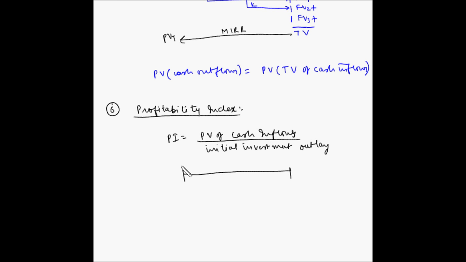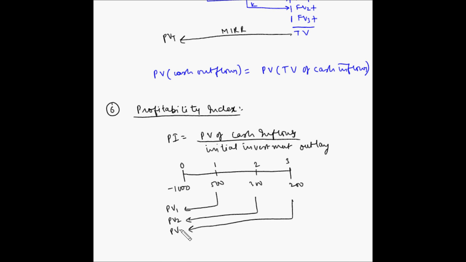So let's consider the same project: 0, 1, 2, 3 with cash flows minus 1000, 500, 300, 200. We have to find the present value of these cash inflows. Let's say these are PV1, PV2, PV3, and let's say these total up to PVA. So this is the present value of cash inflows. And then the initial investment outlay is this, let's say PV0. So basically, the profitability index will be equal to PVA divided by PV0. Note that in this formula, we are using the initial investment outlay, so only the initial investment. Sometimes people also use average investment.